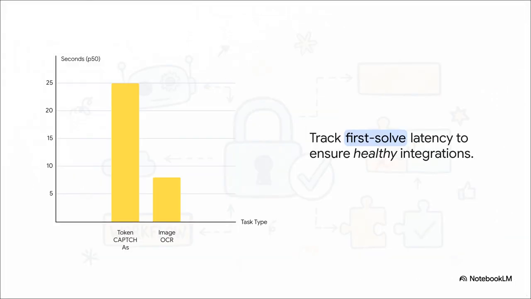You also got to watch those latency targets. To put it in perspective, you want sub 25 seconds for token CAPTCHAs and under 8 seconds for image OCR. Tracking this first solve latency tells you instantly if your integration is perfectly healthy or if it's secretly getting caught in one of those infinite retry storms.